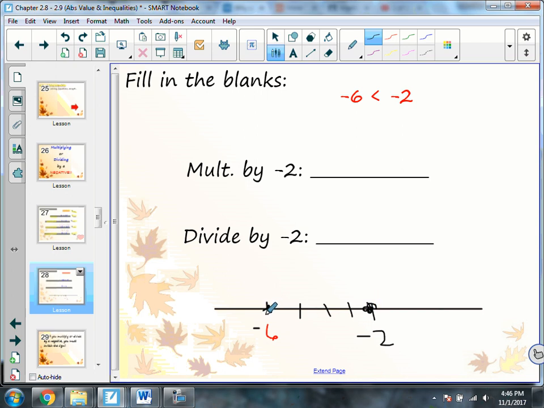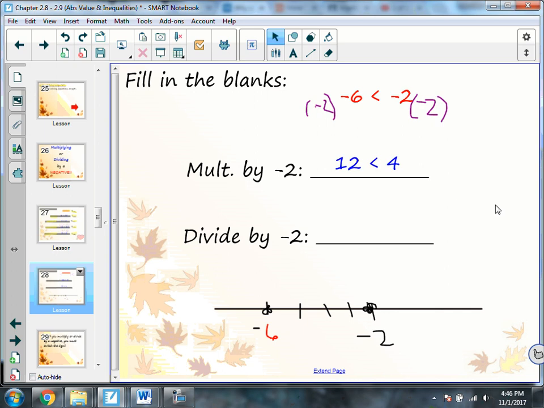But if I take that and multiply both sides by negative 2, what I get is 12 is less than 4. Well, 12 is not less than 4. That is a big old false.